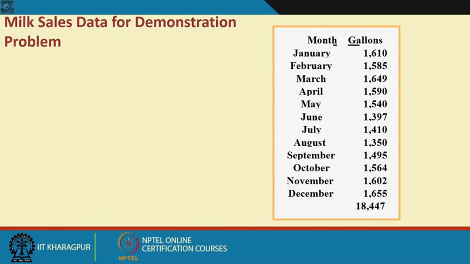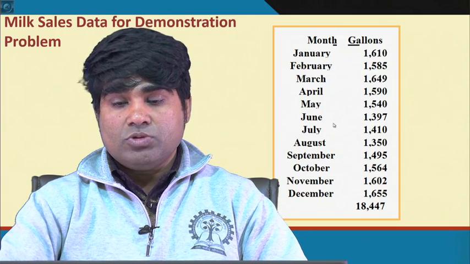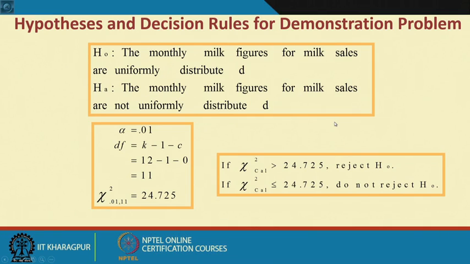This is the milk sales data over the last 12 months of a year, and we would like to check whether there is a significant difference about the samples with respect to sample means, right. The total of these cells is nothing but 18,447, and these are all individual cells while doing the analysis. This is how the null hypothesis will be specified, and then the structure which you have fixed for testing. So, chi-square calculated is this much, and then we will see how the difference is.